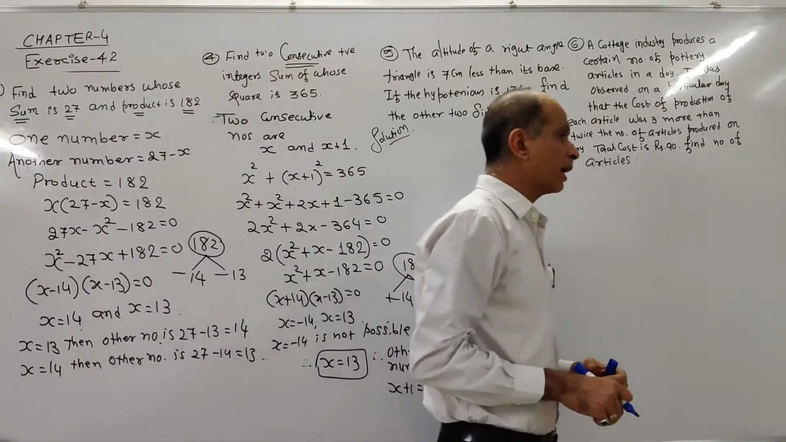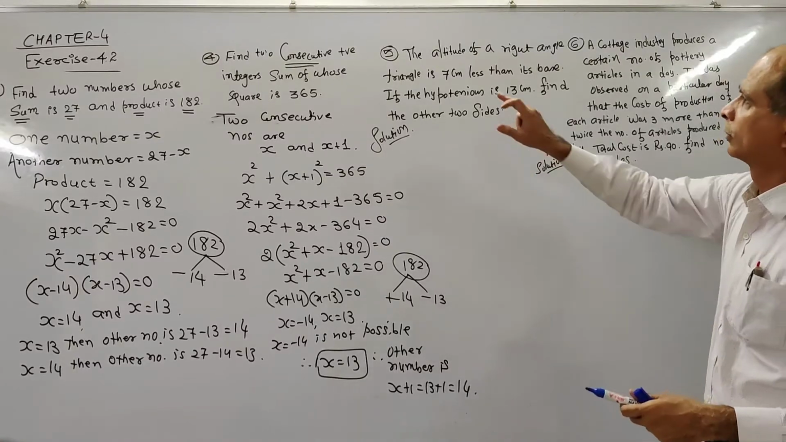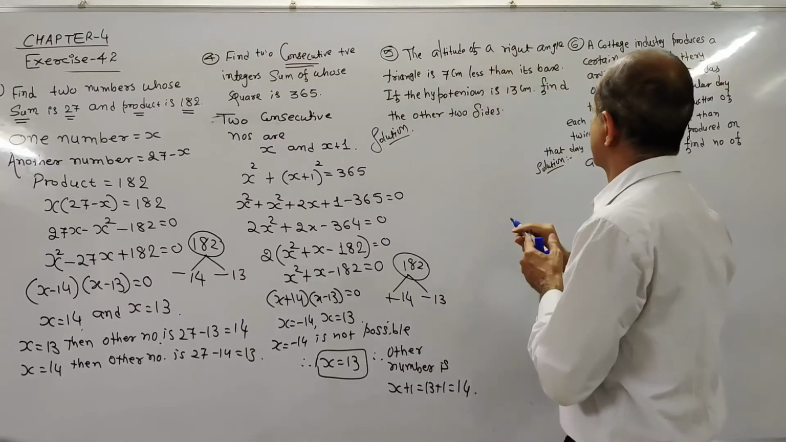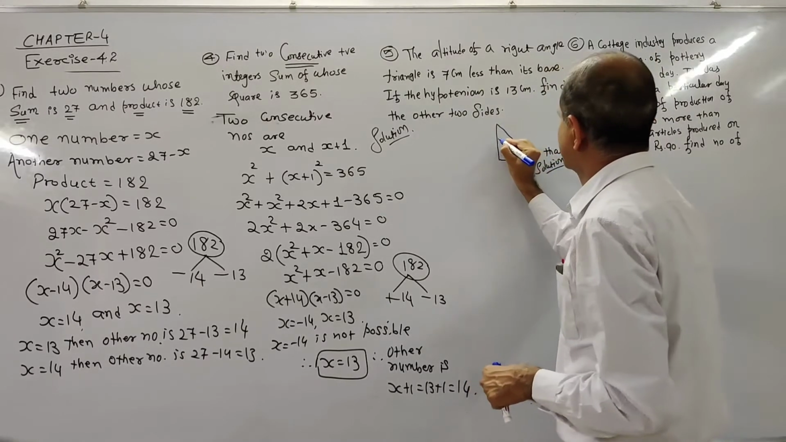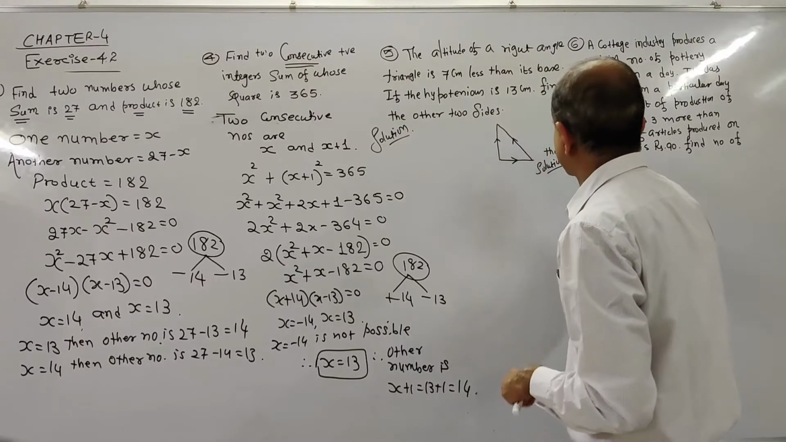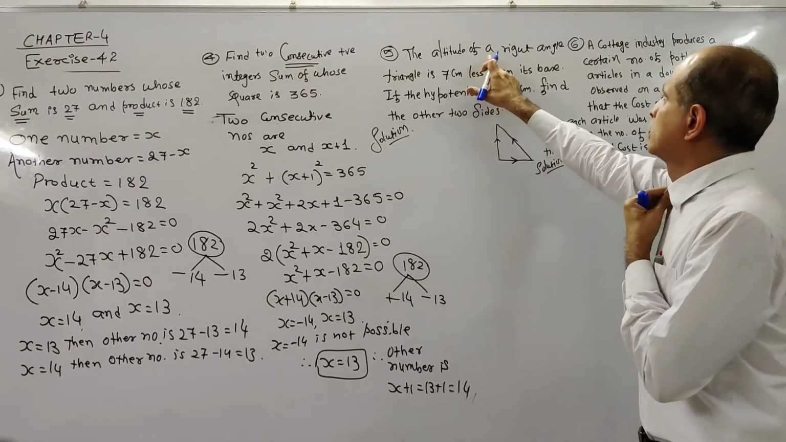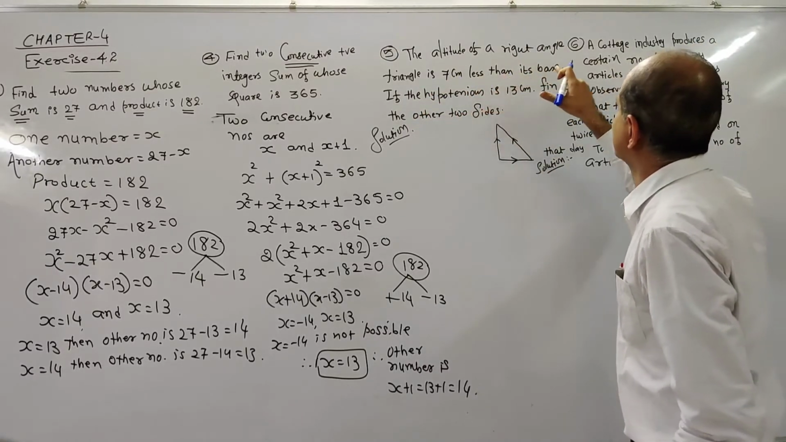Well, now let me start example number 5. The altitude of a right angle triangle. Let me draw a right angle triangle. This one is known as altitude, this one is known as base, and this one is known as hypotenuse. The altitude of a right angle triangle is 7 centimeter less than its base.